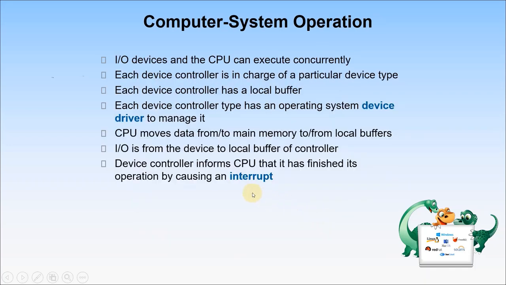The I/O is from the device, the local buffer of a controller. And then the device controller informs the CPU that it has finished its operation by causing an interrupt. So we will be dealing with interrupts in this video lecture. There is also what you call a bootstrap program. Under computer system operation, you've got the shared memory between CPU and I/O cards, time slicing for the multi-process operation, interrupt handling, clock, hardware, software, and implementation of system calls.